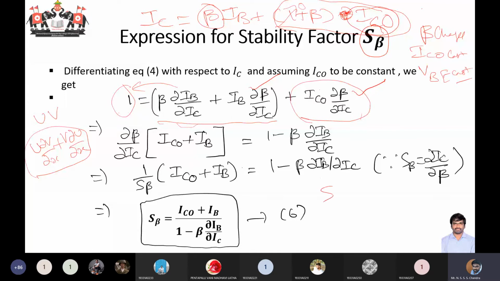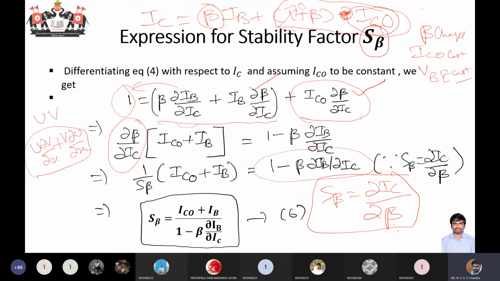You know that S beta is nothing but dou IC by dou beta. So this is the reciprocal of this definition of S beta. So it is 1 by S beta into IC naught plus IB equal to 1 minus beta into dou IB by dou IC. If you take this to the right hand side, it becomes S beta in the numerator, and you are bringing this entire term to the left hand side, to the denominator. So what is S beta? S beta is equal to IC naught plus IB by 1 minus beta into dou IB by dou IC.